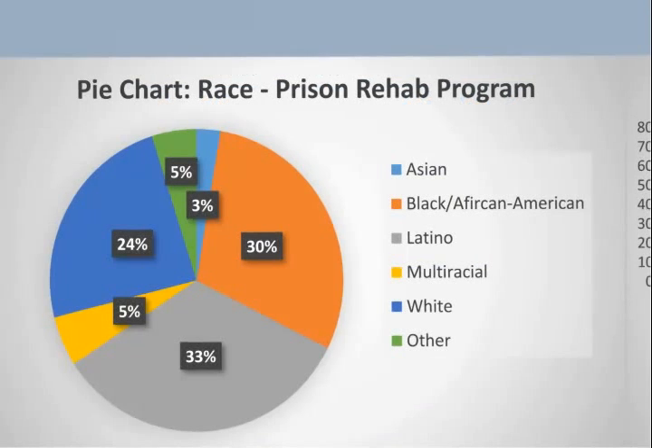So if we move over to a pie chart, what we can see, based on that raw data, or those frequency data, is that the largest proportion of people in the prison rehabilitation program are Latinos at 33%, followed by Black or African Americans, 24% white, and then it gets smaller and smaller from there. So this is a way to show the proportions, or the slices of pie, for each of these groups.